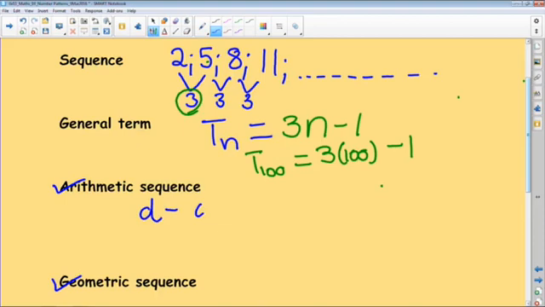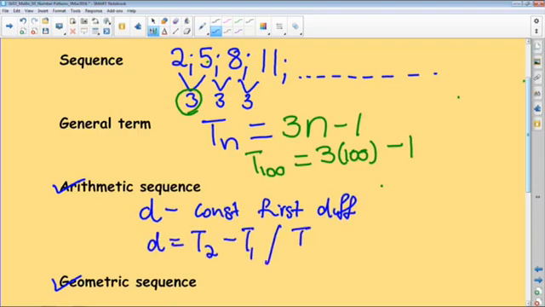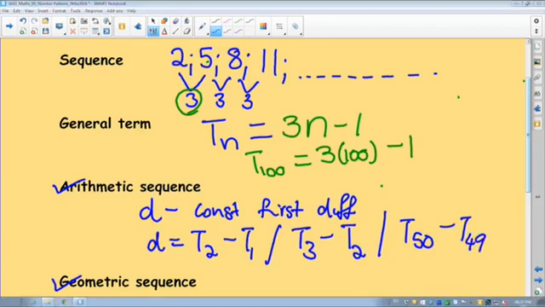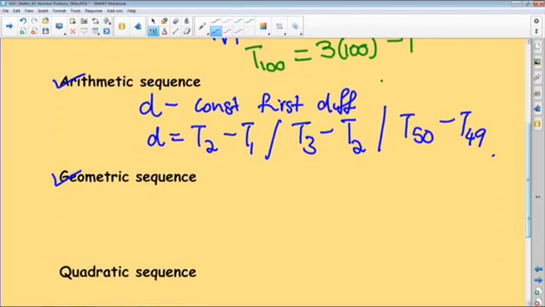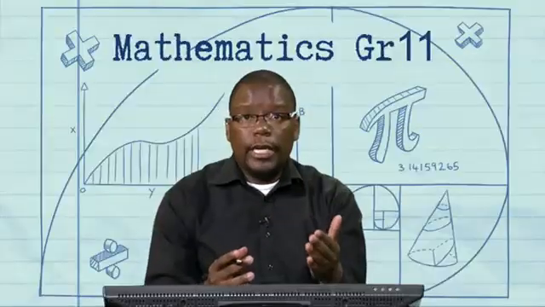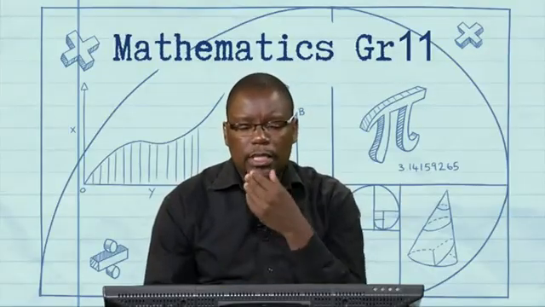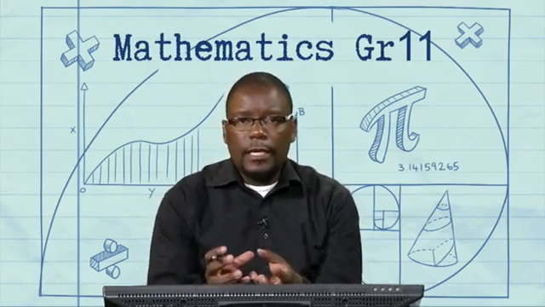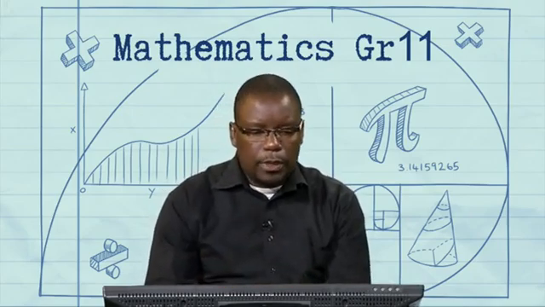So constant first difference, right? So how do you get that? So d will be term number 2 minus term number 1, or term 3 minus term 2, or term 50 minus term 49. Okay. Now, you will be able to work out the general term for an arithmetic sequence. We will get to that, which is Tn equals a plus n minus 1 into d. So at a later stage in this series, we'll be able to talk about your general term.